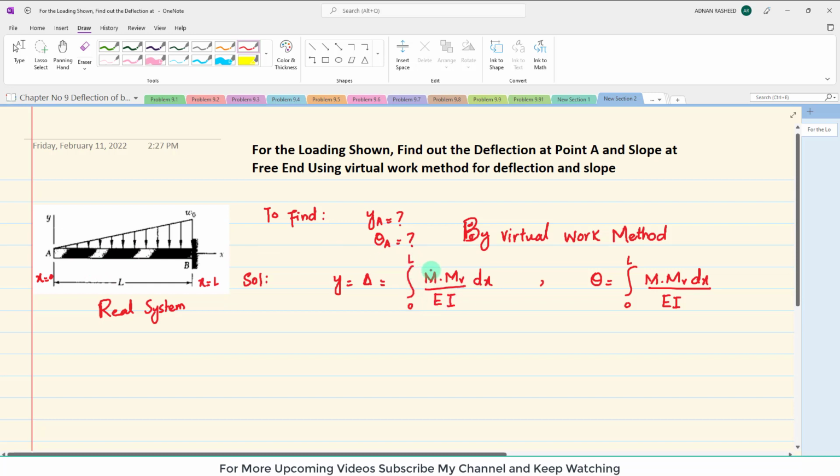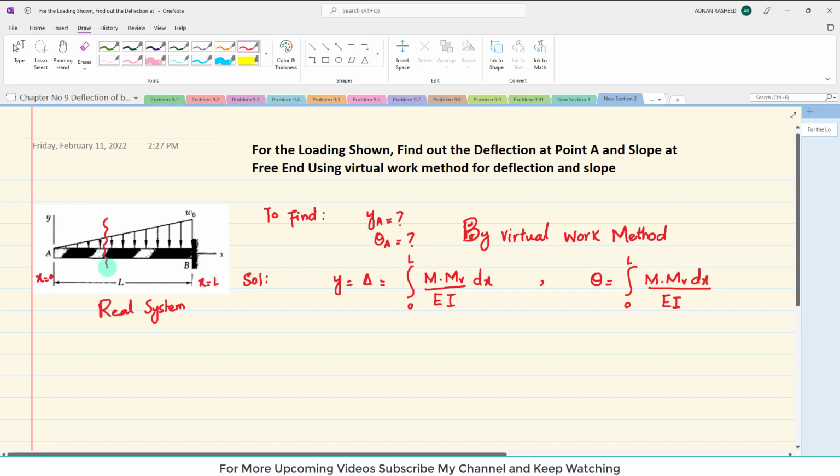Now what is M? M is the bending moment for the real system, and MV is the bending moment for the virtual system. So we will first calculate the bending moment for the actual system, and then the bending moment for the virtual system, and then we will put the values in order to calculate this deflection as well as slope. So for this system, which is the real one, you can see this load is W0 and it is acting over a length of L.